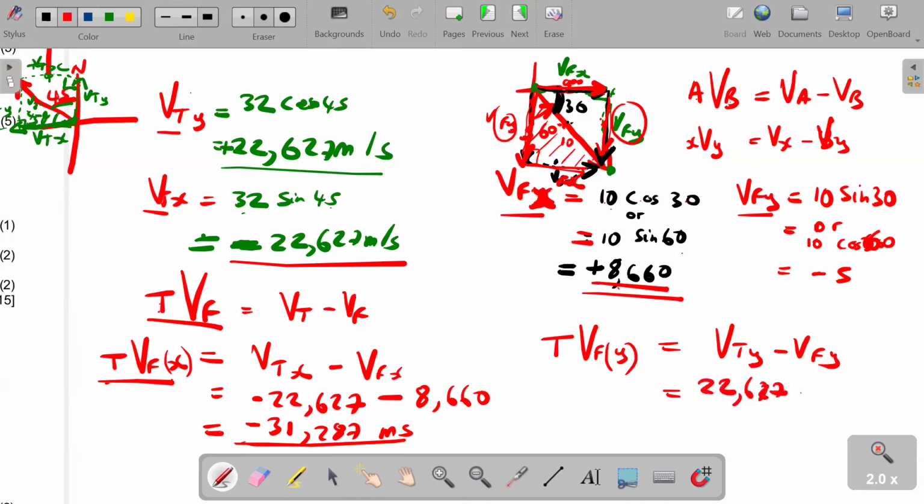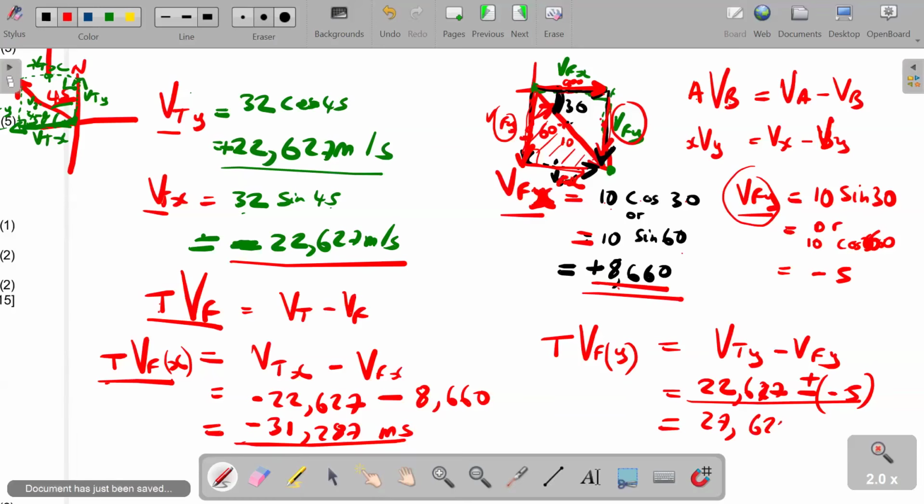22,627, right? Minus our vertical component of VFY, which is -5. So we say minus 5. There we are. And that is going to give us what? It's going to give us 22,627 plus 5, because it becomes a positive here, and that will give us 27,627 meters per second. By the way, there's something very important that has just happened.